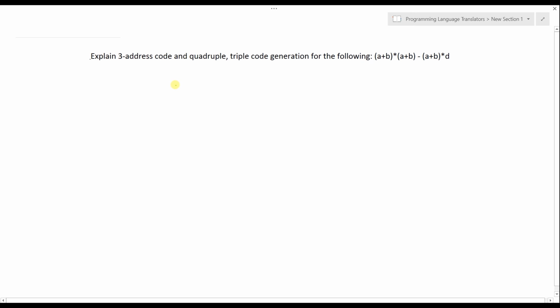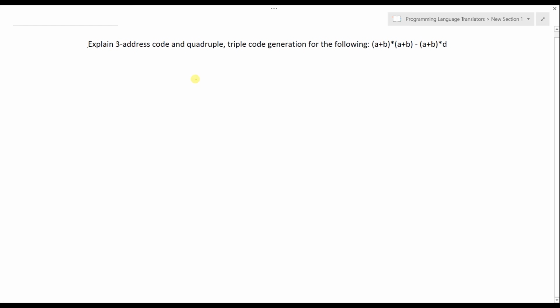Thus, a source language expression like x plus y star z might be translated into the sequence of three address instructions like t1 equal to y star z and t2 equal to x plus t1. Three address codes are built up from the concepts of addresses and instructions.